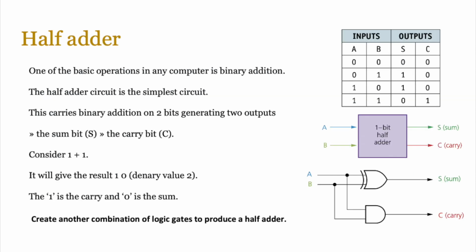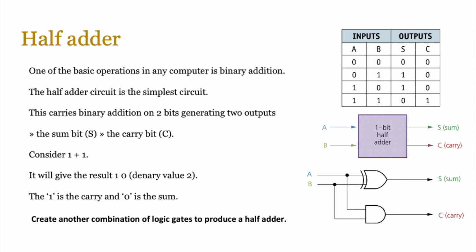Now let's start with the half adder circuit. One of the most basic operations in any computer is binary addition. So think about this. 1 plus 1 gives us 2, and in binary 2 is 1, 0. So how do we get a computer to use two inputs A and B and give us two outputs? A logic gate only gives us one output.